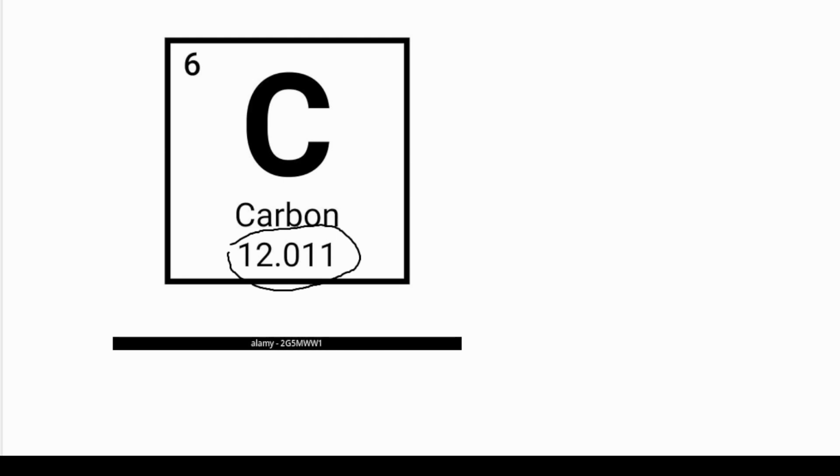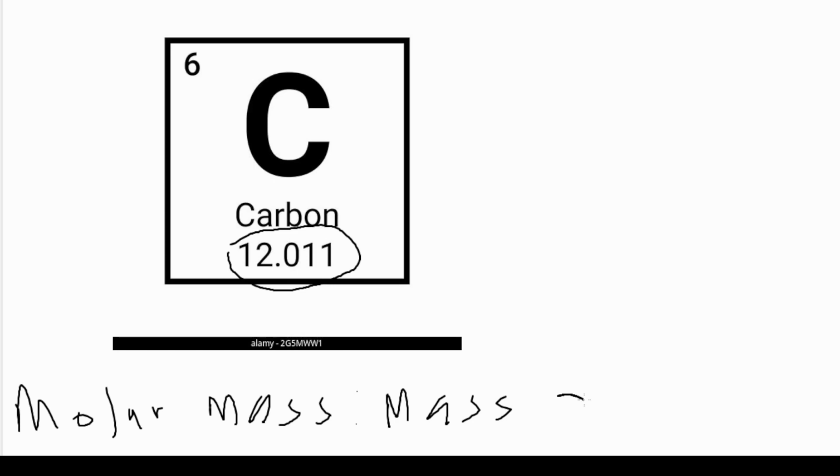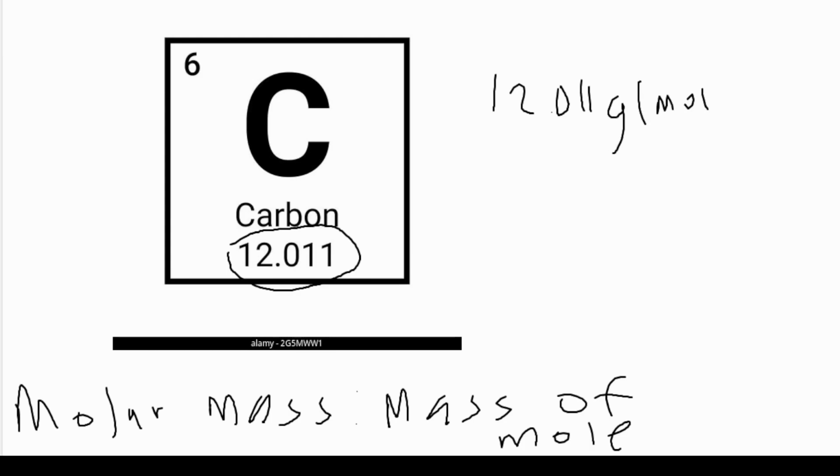So when you're looking on the periodic table and you see the atomic mass number, it's the same as the molar mass number. And so I know I keep saying molar mass, you might not know what molar mass is. Well, molar mass is the mass of a mole, as the name would imply. So it's actually pretty simple to remember. So I will write that, and I apologize for the bad handwriting, but it's mass of mole. And it's measured in grams. So essentially, for carbon, we know that the molar mass is 12.011 grams per mole. Every mole of carbon will weigh exactly 12.011 grams.